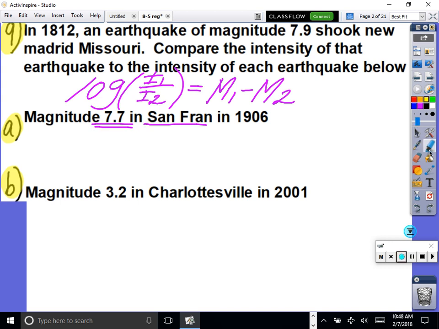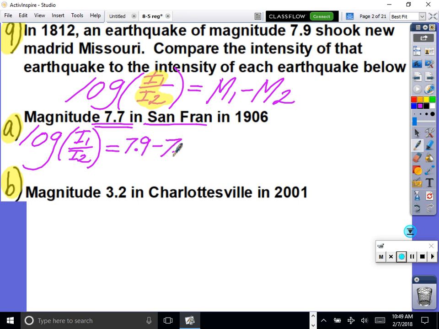So everybody, I'm going to highlight what we're solving for. If we don't know intensity levels, that must be what we're solving for: I1, I2. We're not going to actually find the intensity levels. We are just comparing how much more intense one is than the other. So let's plug in what we know. So we would do log of I1 divided by I2 equals our magnitude of our first earthquake, 7.9, minus the second earthquake, 7.7.